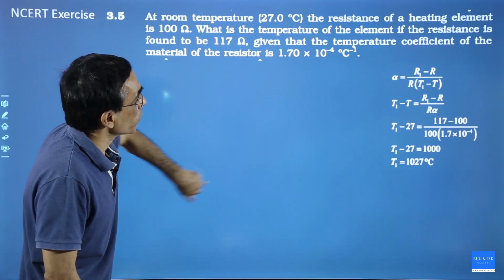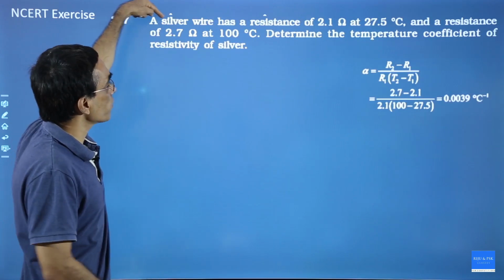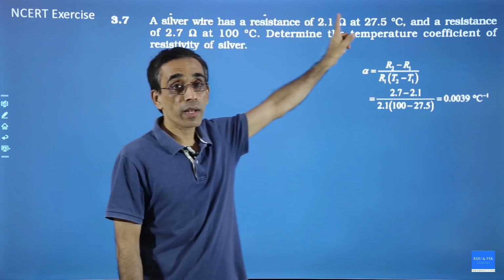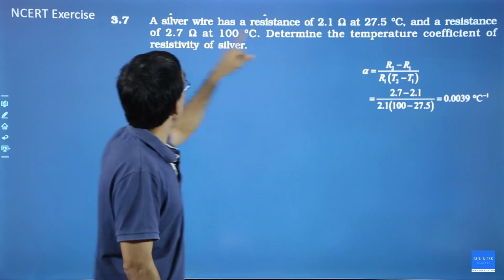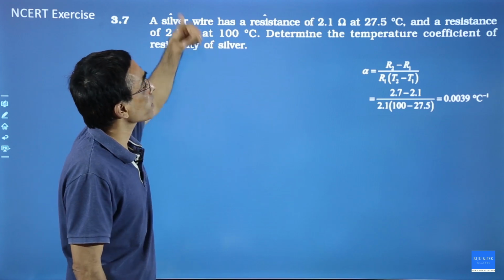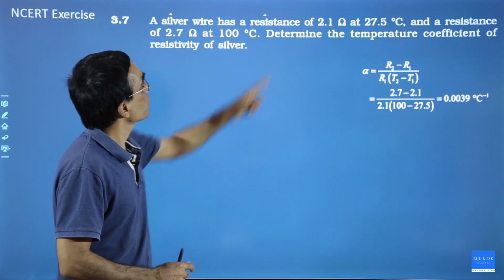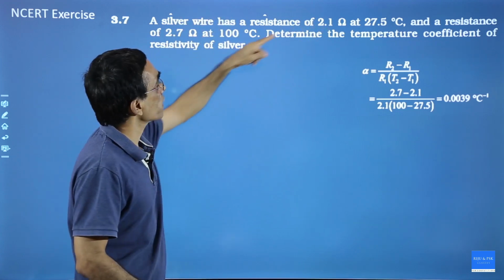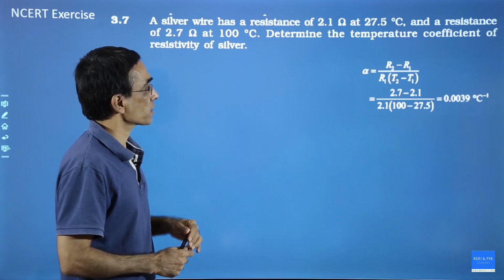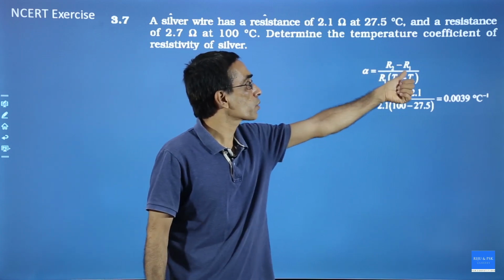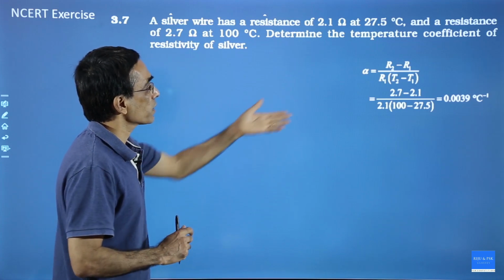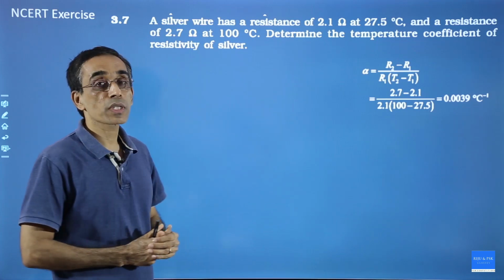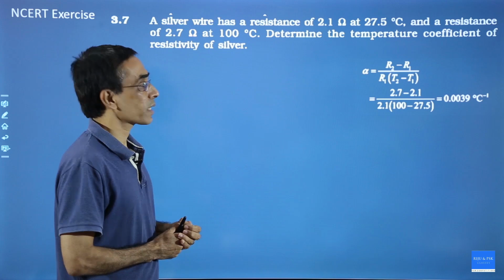Fine. There is one more question. A silver wire, resistance 2.1 ohm at 27.5 degrees Celsius and resistance 2.7 ohm at 100 degrees Celsius. 2.1 to 2.7, so there is an increase in the resistance. Again go for the same equation, alpha is R2 minus R1 by R1 into T2 minus T1, and you will get this as 0.0039 degrees Celsius inverse.